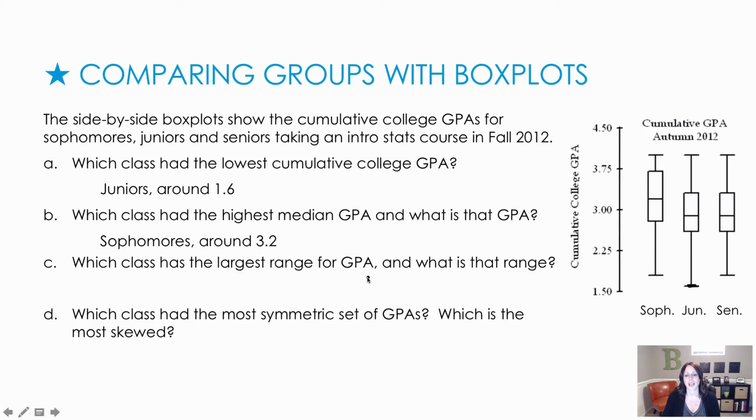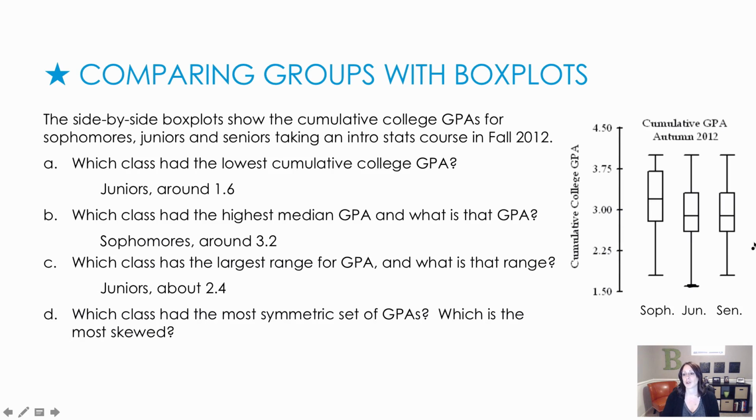The largest range for GPA, again, that would be from the ends of each whisker, so that obviously has to be the juniors. And the last question, which has the most symmetric set of GPAs and which is the most skewed? So let's talk about how we look at that.